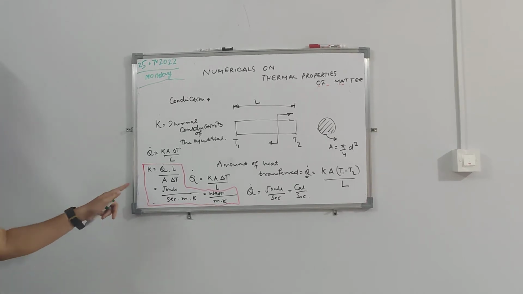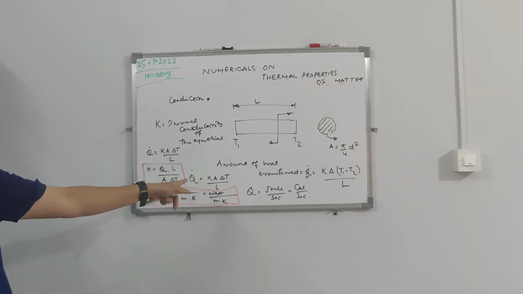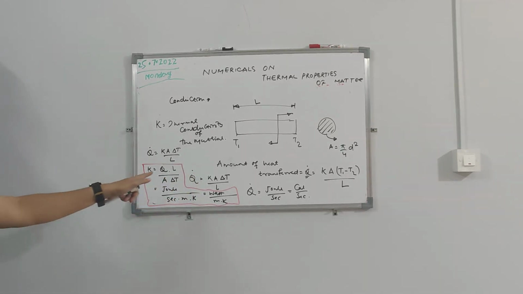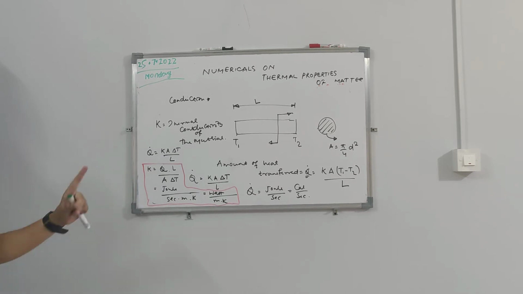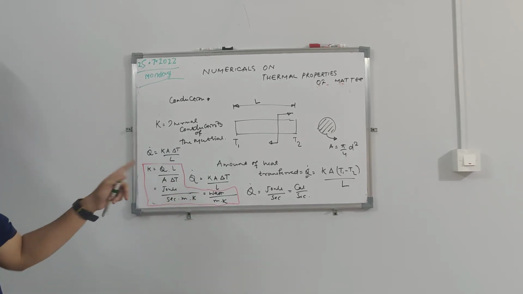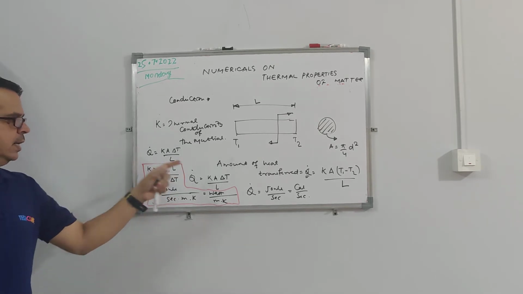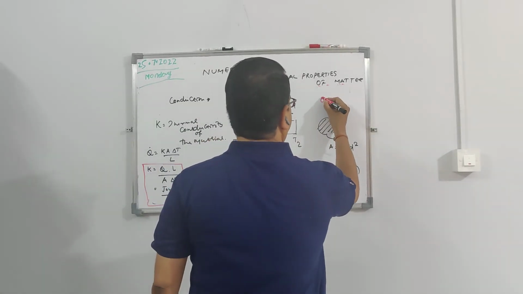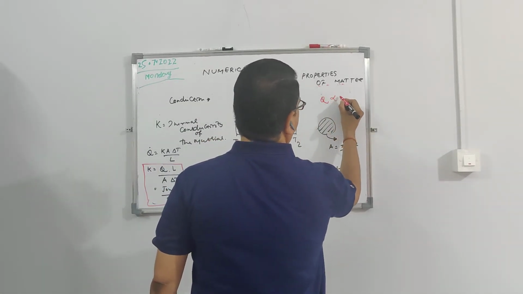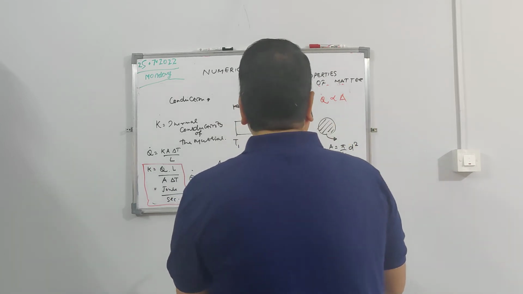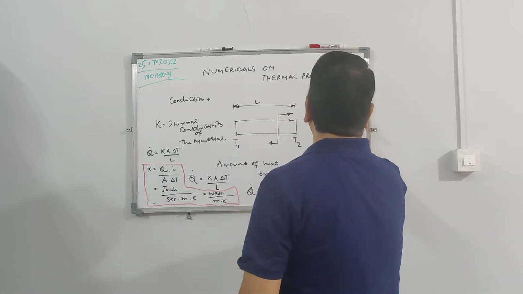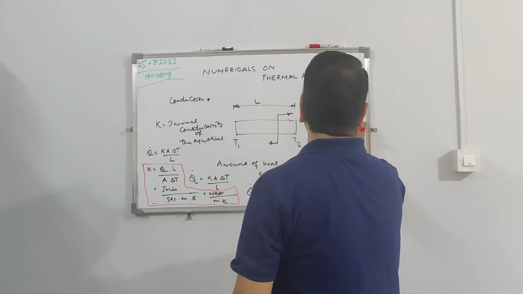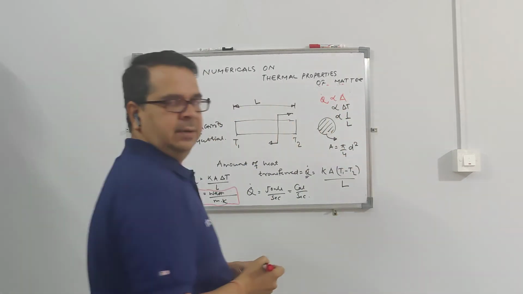Clear? So you just remember this equation: Q dot is equal to KA delta T by L. It is not Q, there can be confusion, it is heat flow rate. So how do you interpret it? Heat flow rate is directly proportional to cross sectional area, right? Q dot is directly proportional to cross sectional area, directly proportional to temperature difference, and inversely proportional to length.